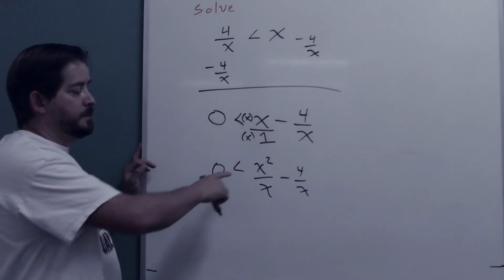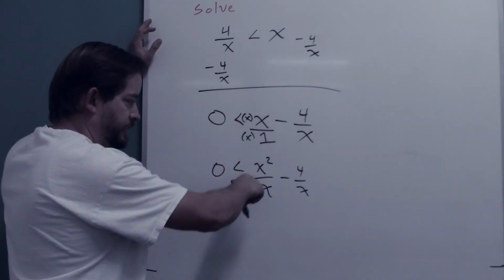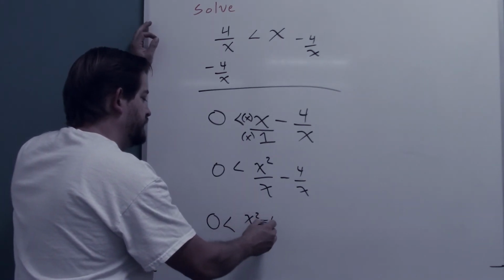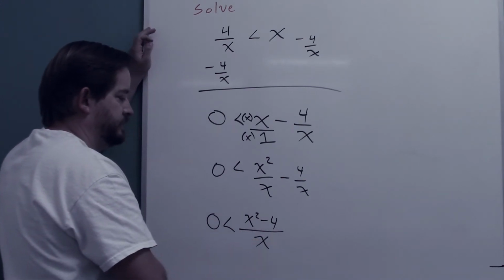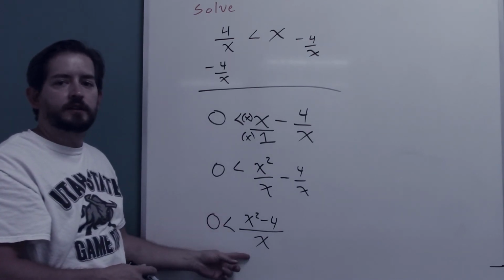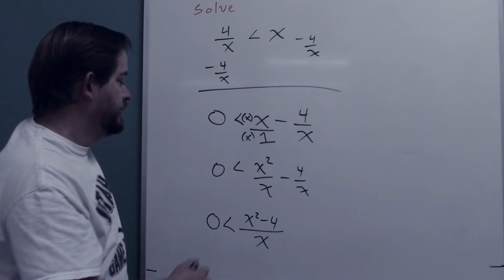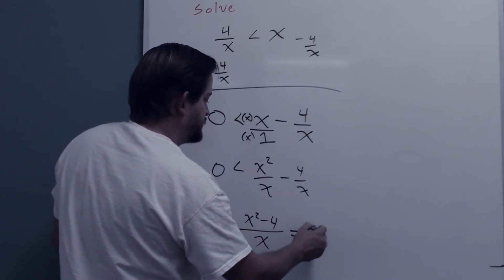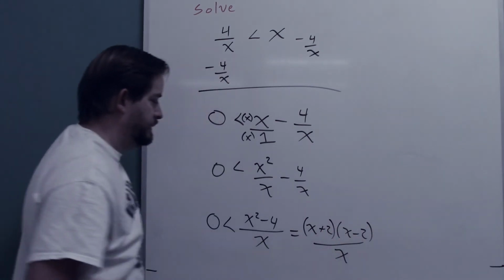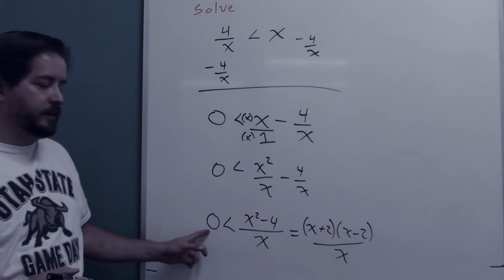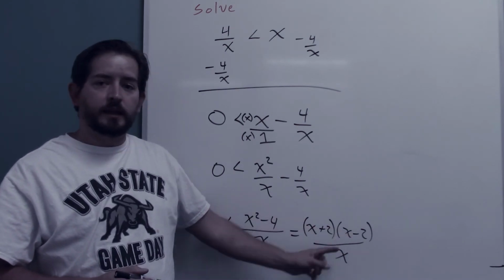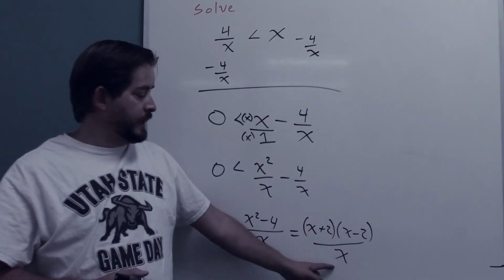Right? I do that because now I can combine this into a single expression on the right-hand side. 0 is less than x squared minus 4 over x. Right? And if it's a simple fraction, all I have to do is consider the zeros of the numerator, the zeros of the denominator, and see what happens on each one. This x squared minus 4 is the same thing as x plus 2 times x minus 2. So it's this expression that should be greater than 0, right? And of course, I'm going to have zeros at negative 2 and 2, and then an asymptote at 0, because I can't divide by 0.